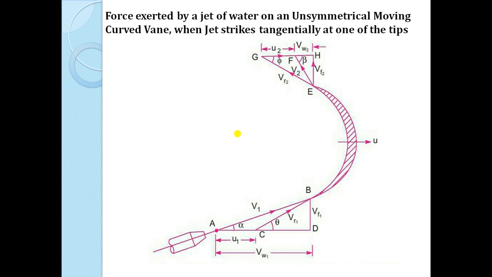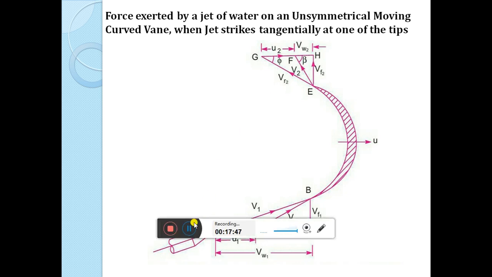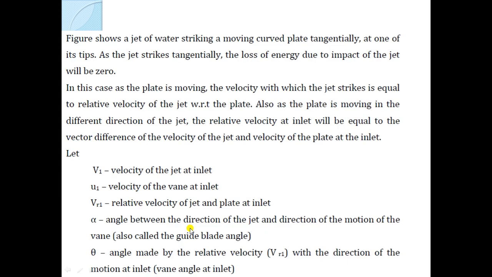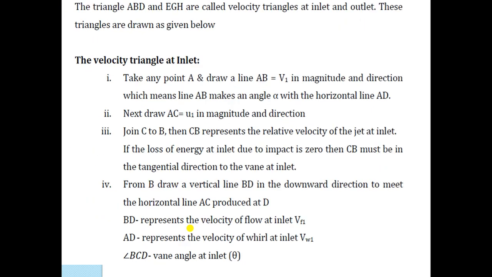The triangles ABD and EGH are called velocity triangles. So let us discuss how we draw the velocity triangles.